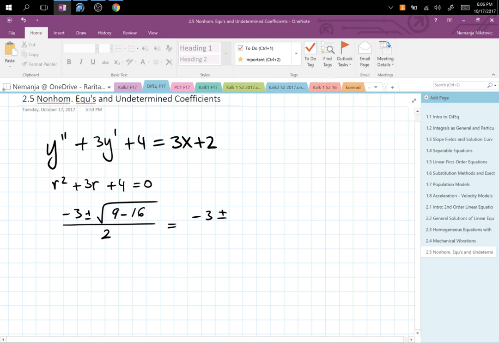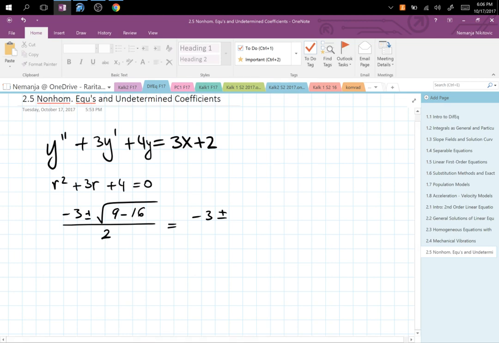Did I copy that wrong? Yeah, I copied it wrong. It's a y. That has to be a y. Otherwise, you would bring it to the other side as negative 2, and life would be different at that point. So negative 3 plus or minus the square root of b squared minus 4ac, so that's 9 minus 16. And 9 minus 16 is negative 7.